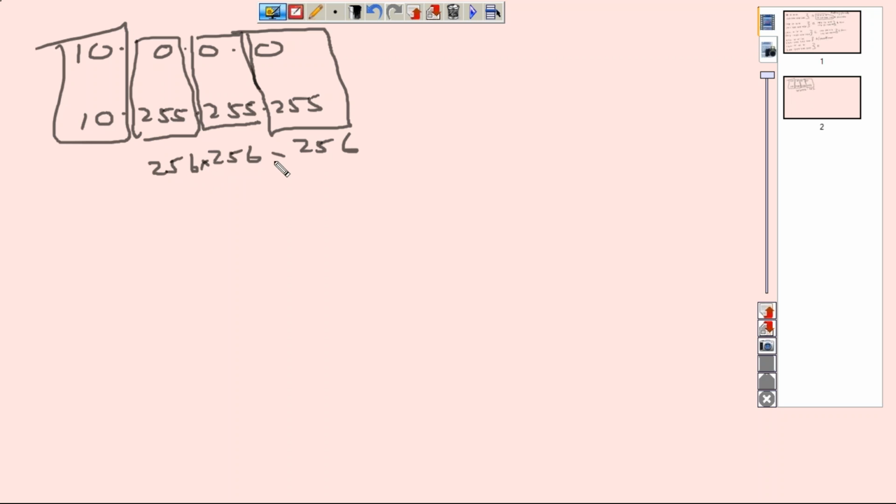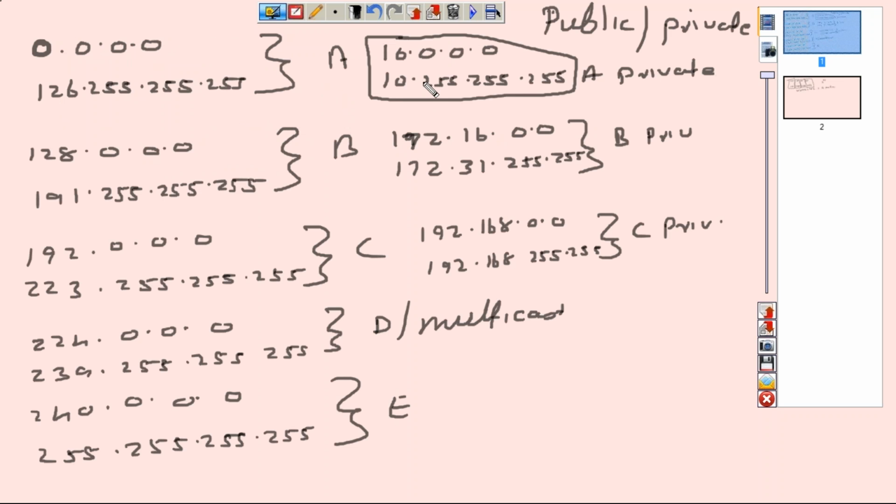So how many is this? 256 into 256 into 256? Or rather, 2 raised to 24? Because that is 8 bits, 8 bits, 8 bits, right? So that should actually give you something like 16 million IP addresses, right? So in Class A, there are about 16 million addresses which you can use as you want. Nobody's going to question you.